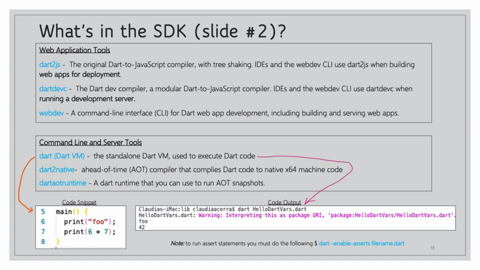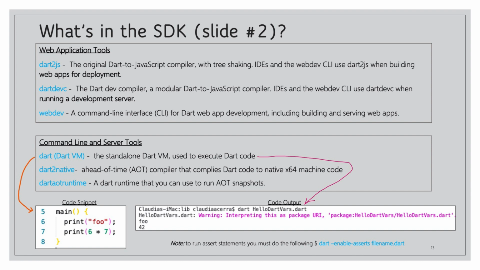We have some more about what's in the SDK. In terms of web application tools, we have the dart2js, the original Dart to JavaScript compiler. We have the dartdevc, the Dart Dev compiler, a modular Dart to JavaScript compiler. IDEs and the webdev CLI use dartdevc when running a development server. We have webdev, a command line interface, a CLI for Dart web app development.